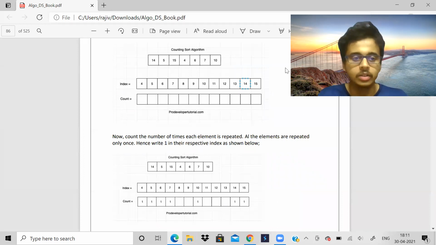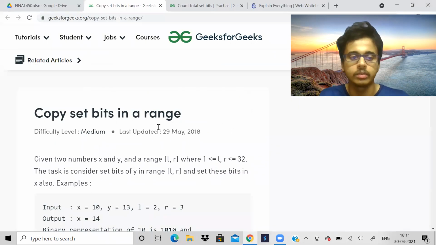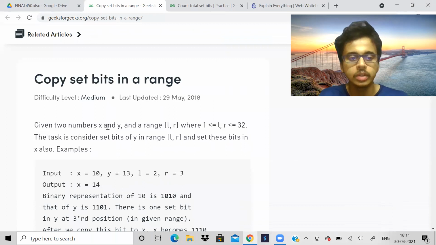So let us start today's first problem. It is given two numbers x and y and a range L and R. The task is to consider set bits of y in range and set these bits in x.